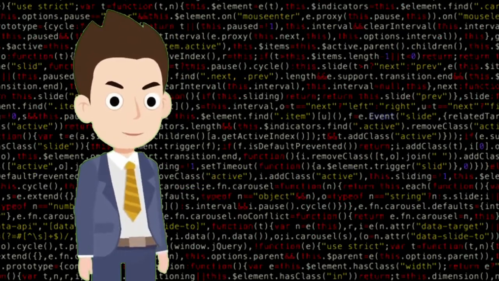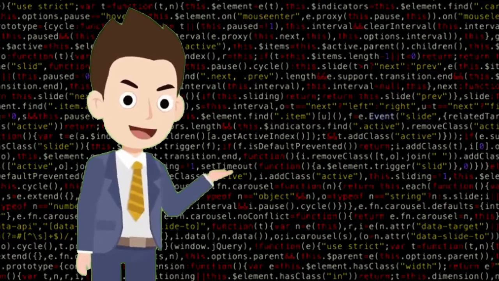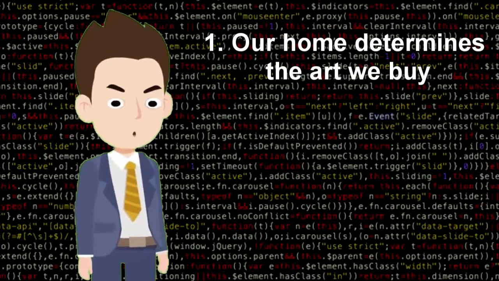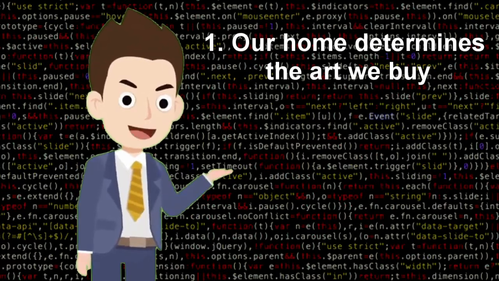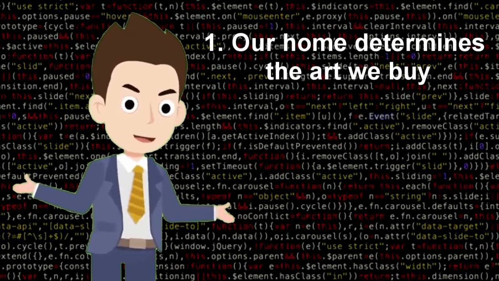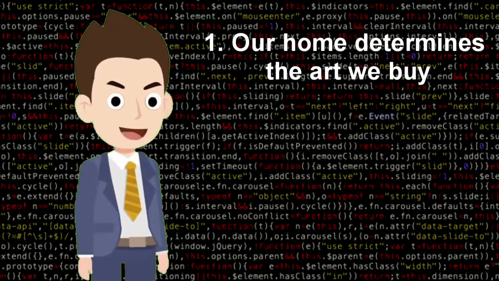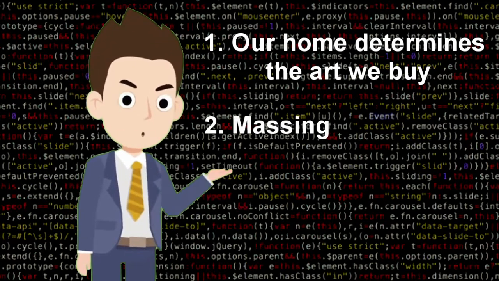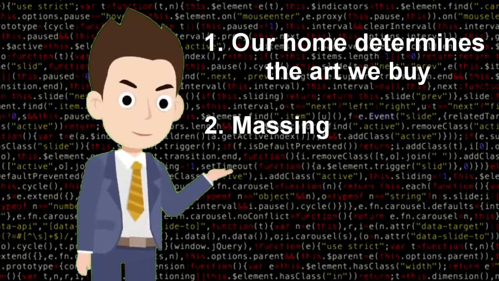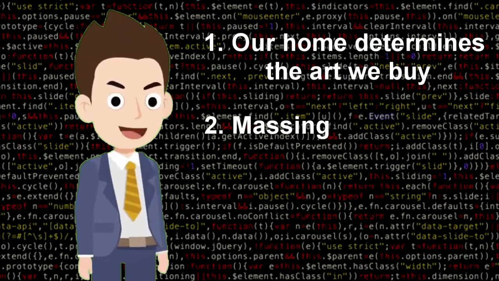In this video, which serves as an introduction, we'll learn two things. The first is that our home must directly influence what art we select and buy. Art should not be bought on a whim or in isolation, but as part of a decorative scheme for our room. The second thing is, we'll learn about what is called massing when arranging items in a room. So let's dive in.